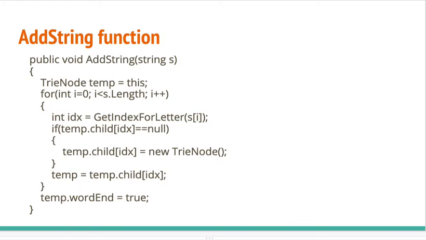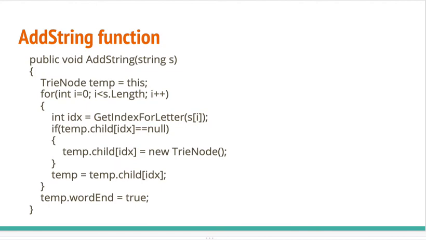What essentially we are doing is, since we are having 26 child pointers, we need to map A to 0, B to 1, and so on, up to Z as 25. So 0 to 25 is the mapping that we want for A to Z. Get index for letter is the function which will do that for us. Given a letter, it will give you the index. We are going to look at that function also.